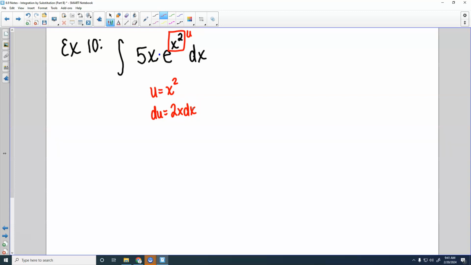All right, so I need a 2x dx. But what have I got? I got 5. And 5 is in my way because I want a 2 instead. You can multiply that by 2/5 if you want. I prefer to just get the 5 out of the way. I pull it out here, and I take my x, I put it over here with my dx so that it looks like this: 5 integral of e to the x squared times x dx. And then I need a 2 to go right here with that x, so I will multiply by 1/2 on the outside.